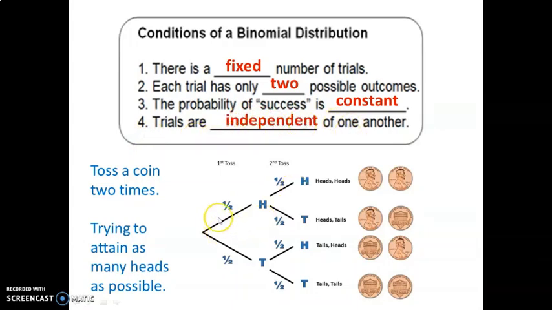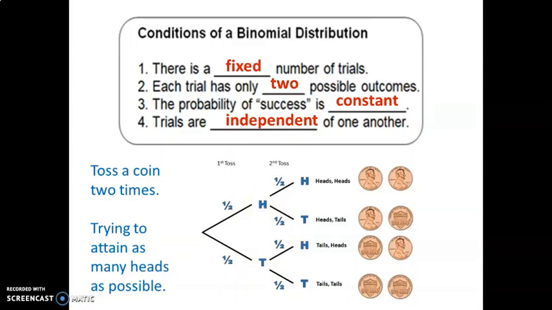What that means is, after you're done the first trial, in this case the first toss, the probabilities remain unchanged. There's no dependence. These probabilities don't depend on what happened here. If you got a head here, these probabilities are the same as if you got a tail first. That does not influence what happens next. Great, we meet those 4 conditions, so this coin toss situation is a binomial distribution.